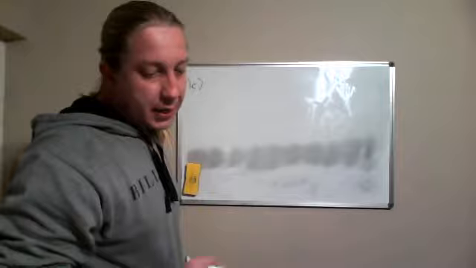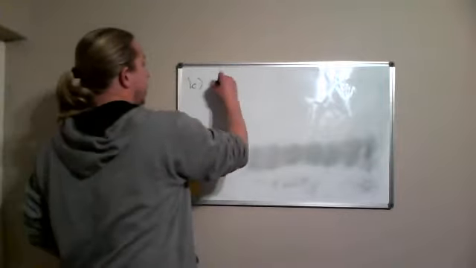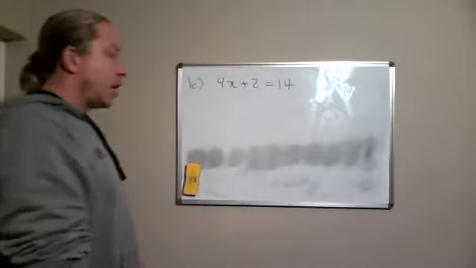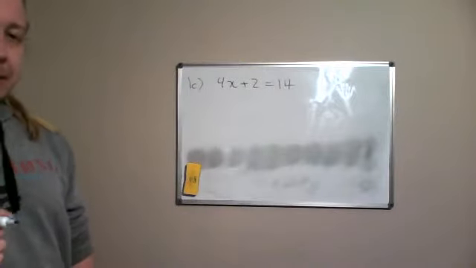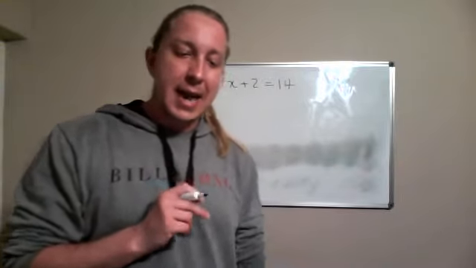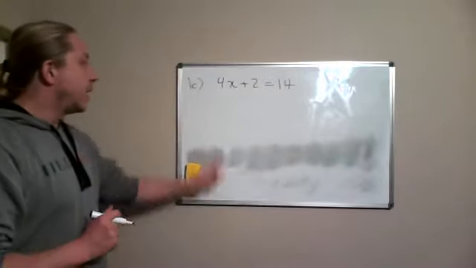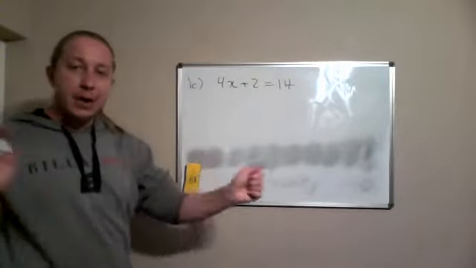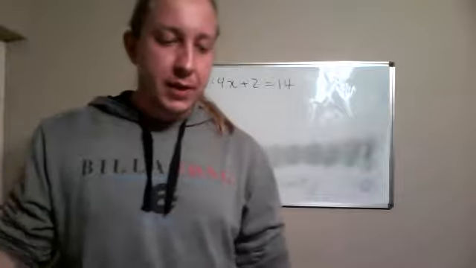So 4x plus 2 equals 14. Right, so let's follow our checklist, right? Step 1, multiply out any brackets and add any like terms together. There's no brackets to multiply out. There's no like terms to add on either side. Okay, step 1 is done.